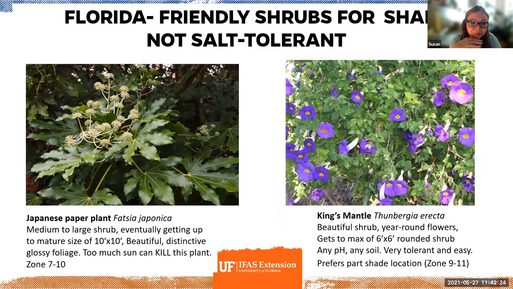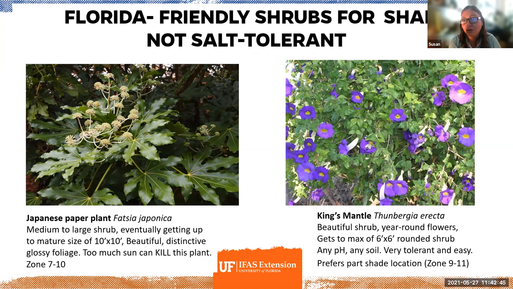The Japanese paper plant, Fatsia japonica, is a very interesting architectural plant with very interesting foliage as well as flowers. This is a medium to large shrub. It eventually can get up to 10 feet by 10 feet. Too much sun can kill this plant. So it's a true shade lover.